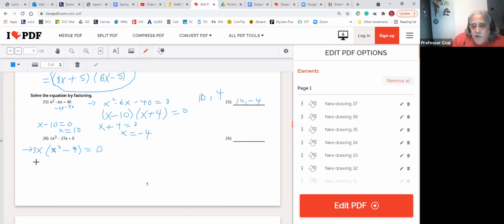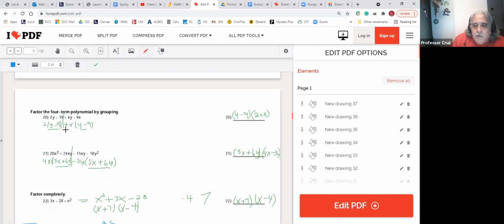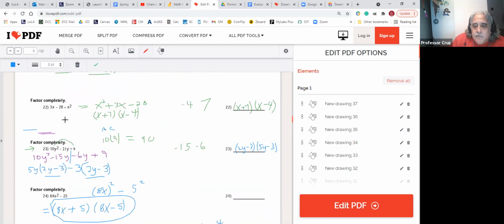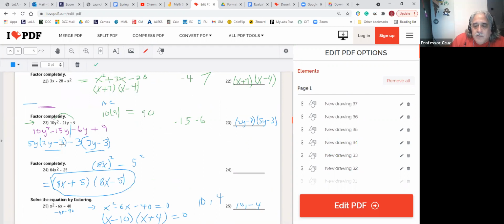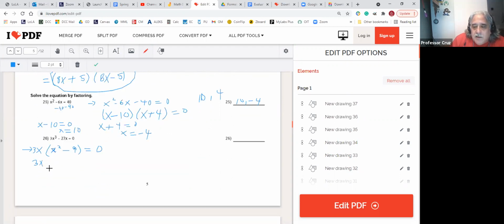And then this factors further, what's in parentheses, that's sort of like this one up here. Which one was it? Oh, this one. See, it's a perfect square on each end. So this is x minus 3, x plus 3.